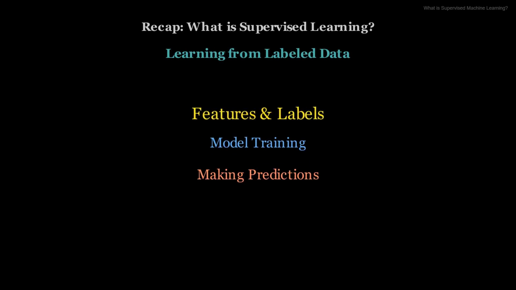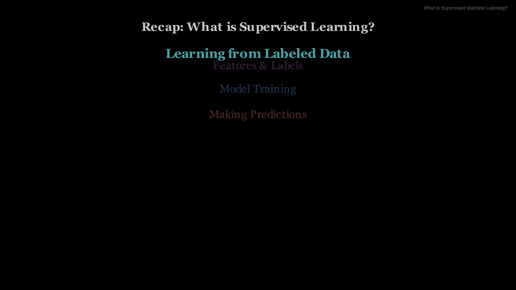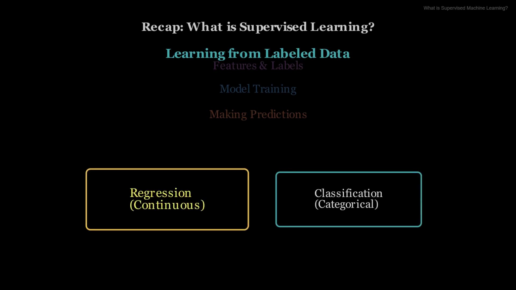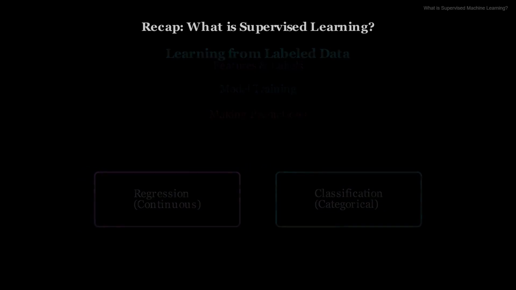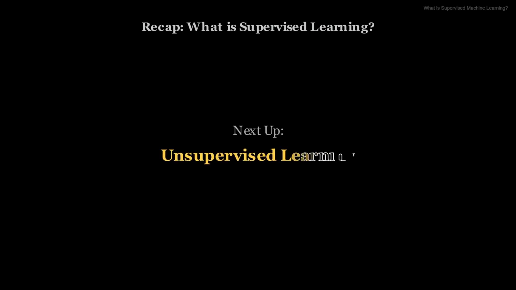To quickly recap, supervised machine learning is all about learning from labeled data, where each input has a known correct output. We distinguish between features, which are the inputs, and labels, which are the outputs. Models are trained on this data to learn patterns and then make predictions on new, unseen data. We explored two main types: regression for predicting continuous values, and classification for predicting discrete categories. Understanding supervised learning is a fundamental step in your machine learning journey.